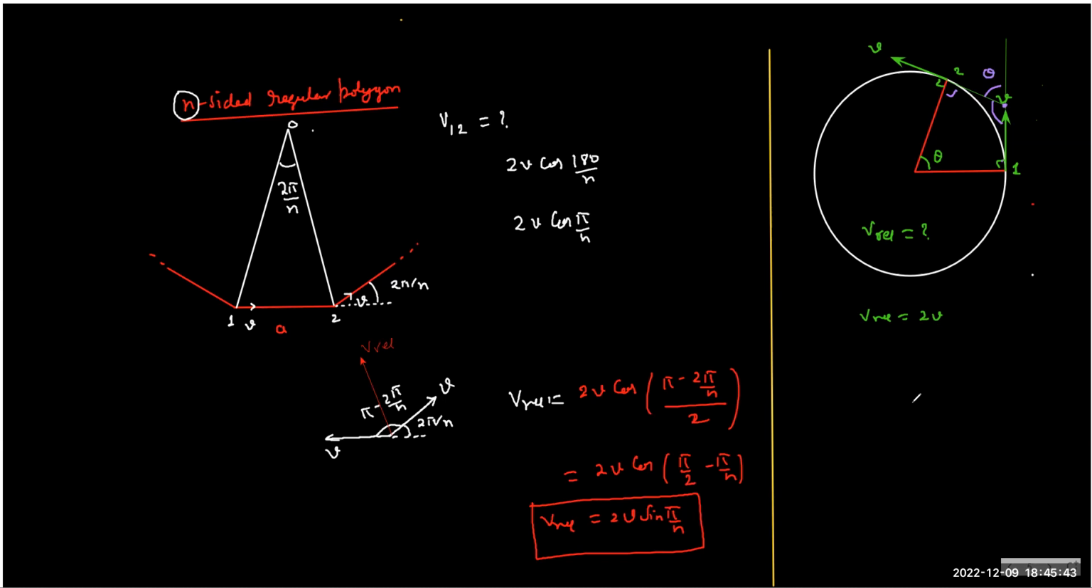So if the angle between two vectors is theta, what is the relative velocity? For relative, we have to take the reverse. The value remains the same. So we have to find this angle, and then take the resultant of this. How much? 2v sin theta by 2. You can say 2v cos of pi minus theta by 2, which is sin theta by 2. Is it clear? Yes, sir.